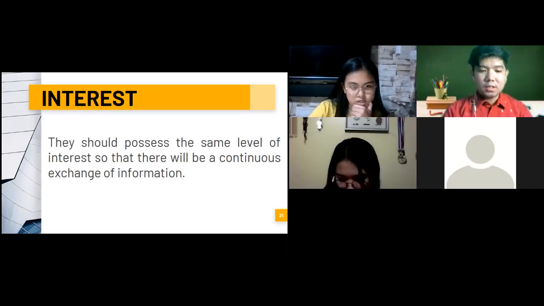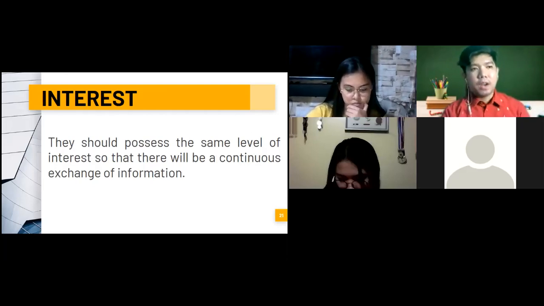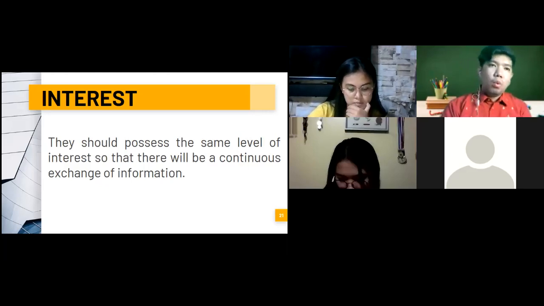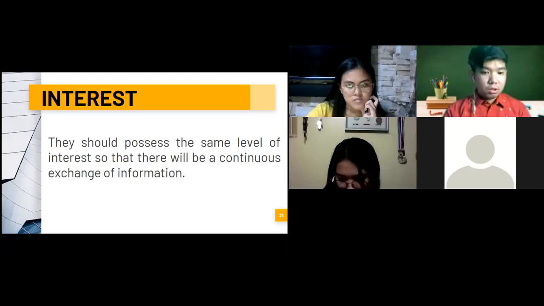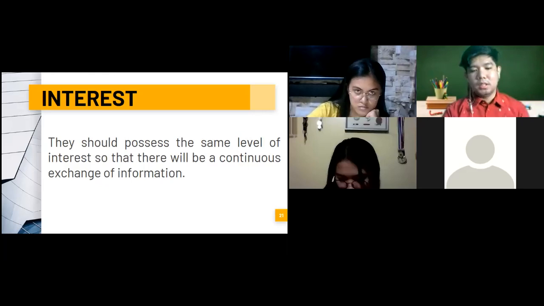Okay, so next is interest. When we say interest, of course, it is the drive. It is the motivation that drives both parties in the communication act to talk further about a particular subject. So when does interest fade away in the communication act? Of course, when one of the parties gets lost and loses track of what they are talking about. There are actually a lot of factors that can melt the interest of communicators.